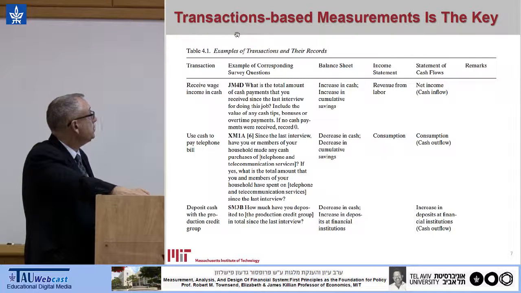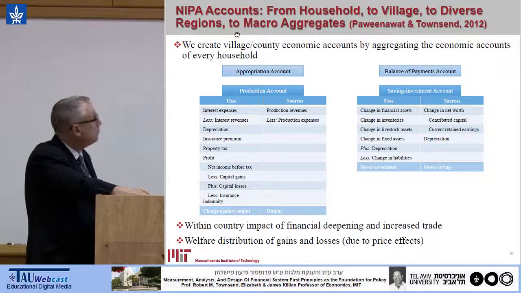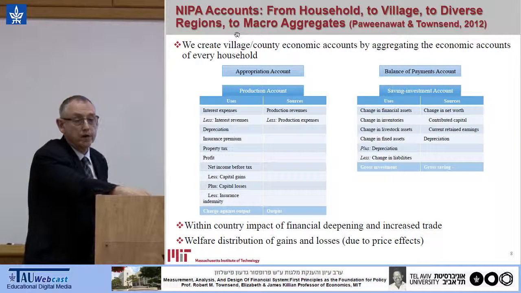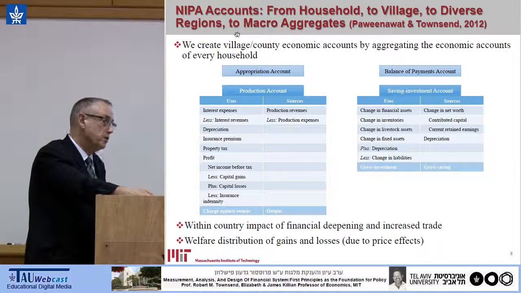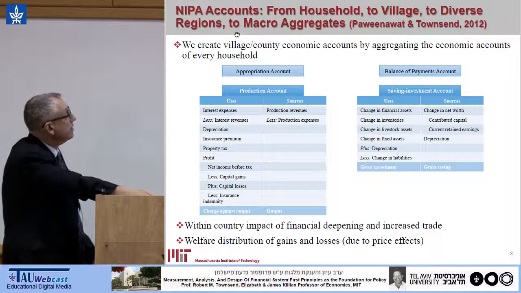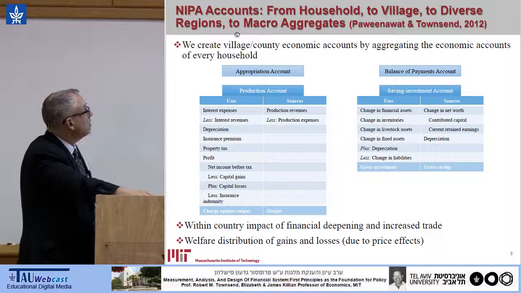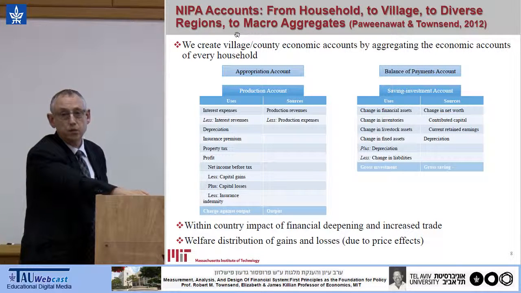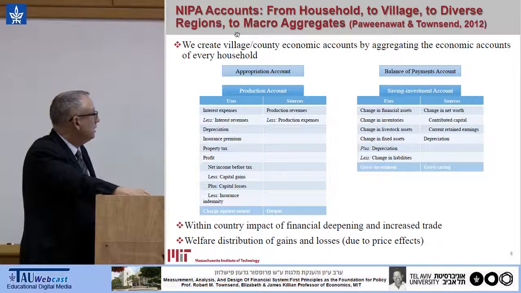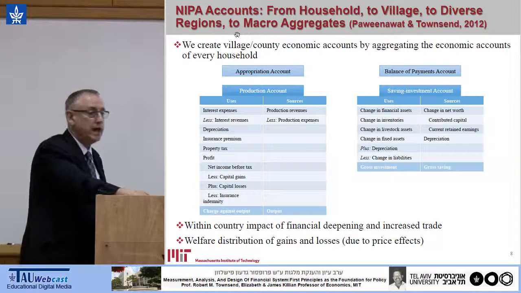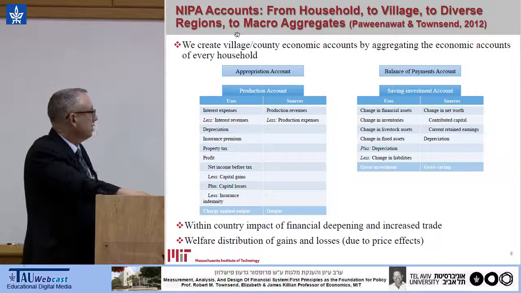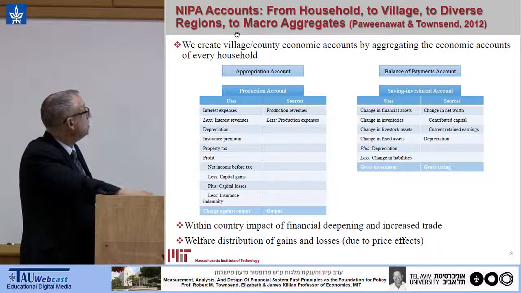From these transaction-based surveys, you create those balance sheets and income statements and so on, and from them, you can go all the way to national income. The Bureau of Economic Analysis tells us exactly how to use corporate financial statements and aggregate them up to create the appropriations account, the balance of payments account, production account, and savings account, and I've just illustrated two of them here. And of course, it's not just about measurement, then you do analysis with these things. You can look at the effect of financial deepening and increased trade, or look at welfare gains and losses.